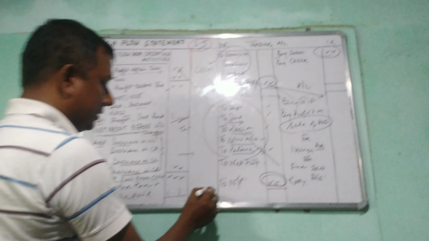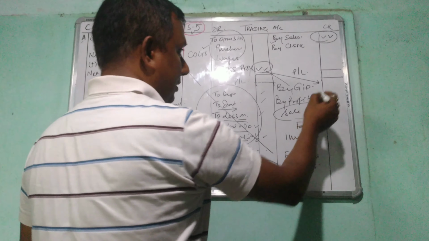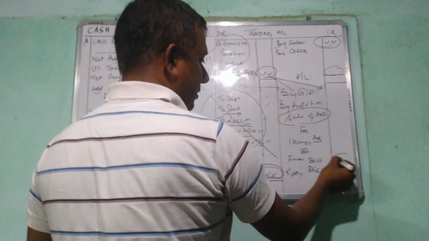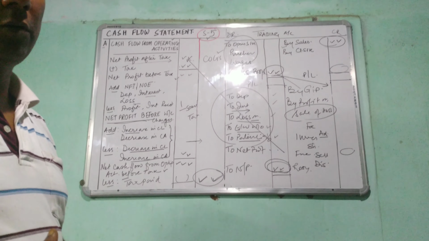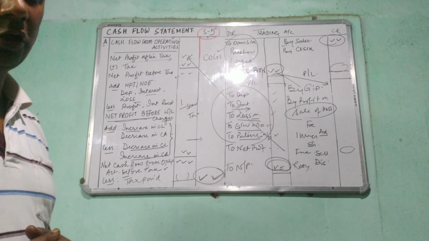We are getting the result of A, we are going to get the result of B, and we are going to get the result of C. A plus B plus C will be the net cash flow from operating activities or net cash equivalent.